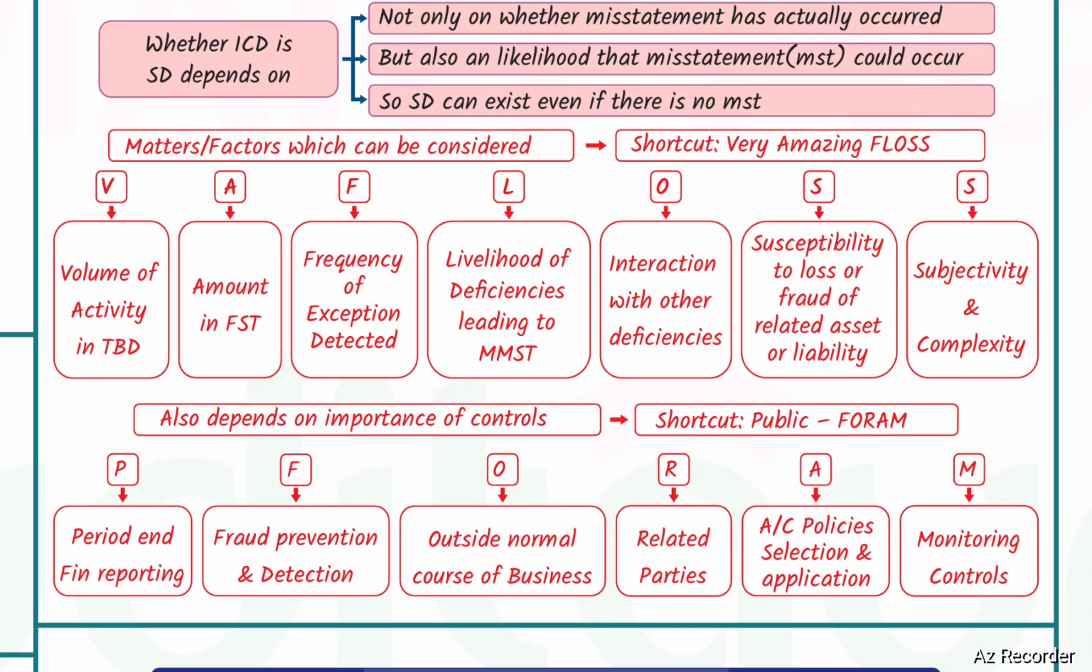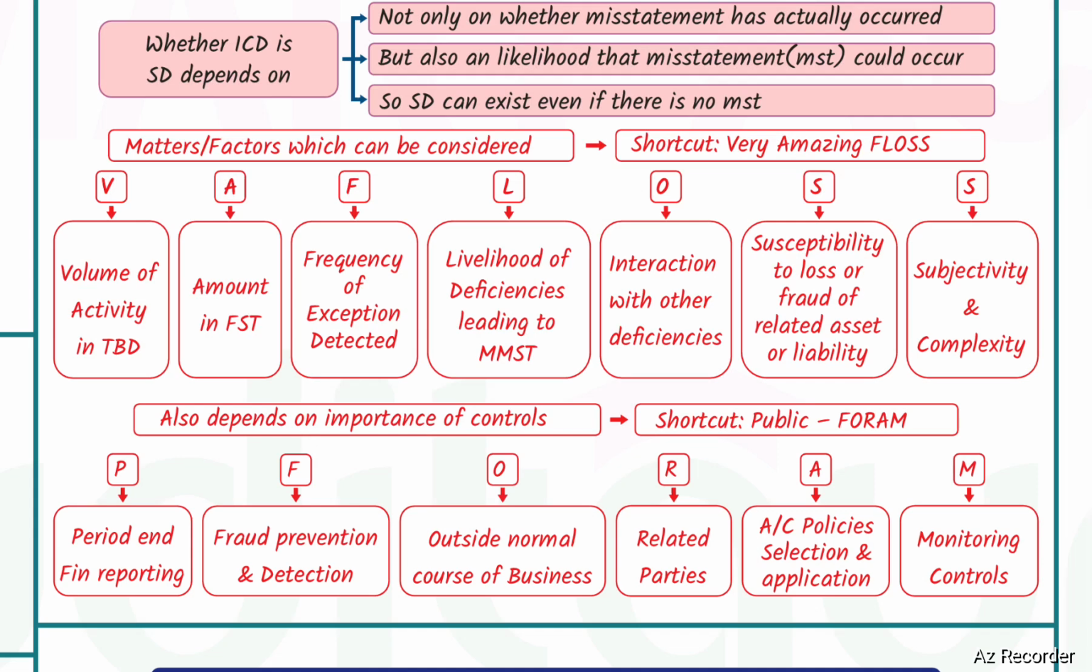Hint is VAFLOSS. V: Volume of activity in transactions, balances, disclosures. A: Amount in financial statements. F: Frequency of exceptions detected. L: Likelihood of deficiencies leading to misstatements. O: Interaction with other deficiencies. S: Susceptibility to loss or fraud of related assets or liability.